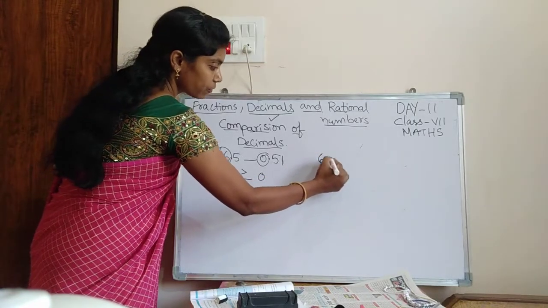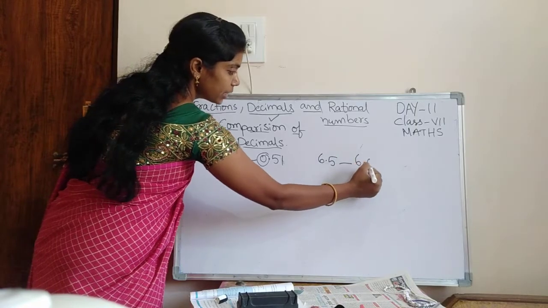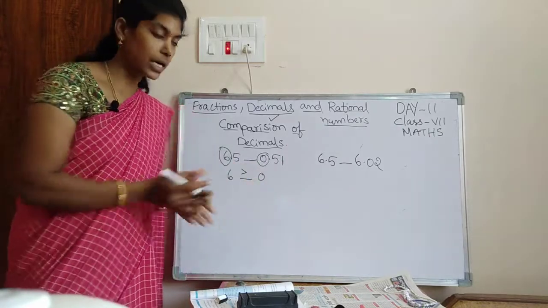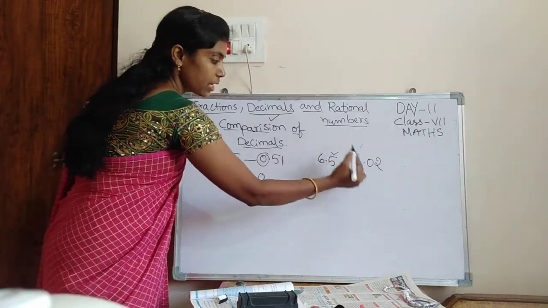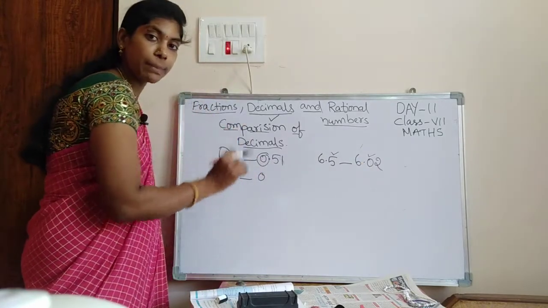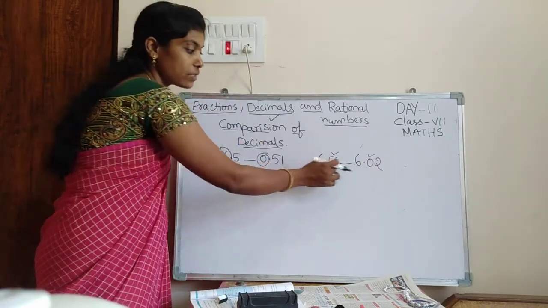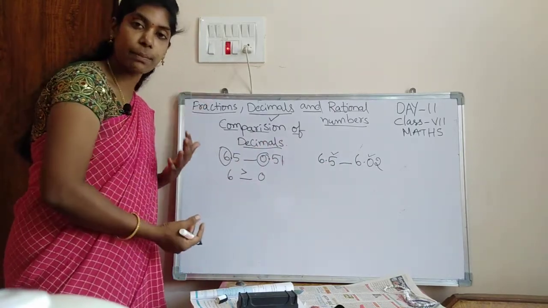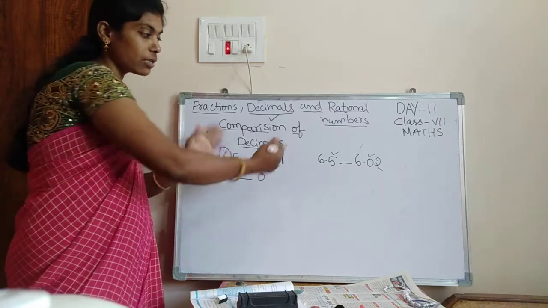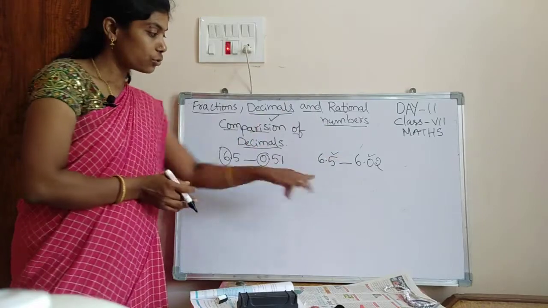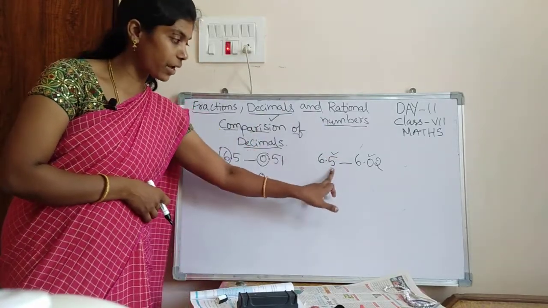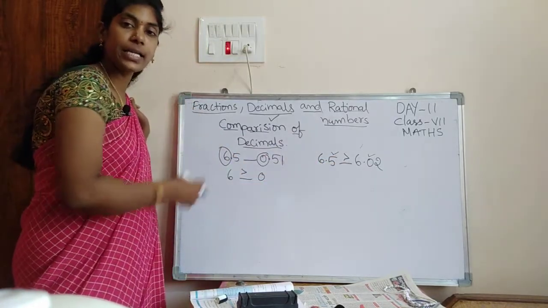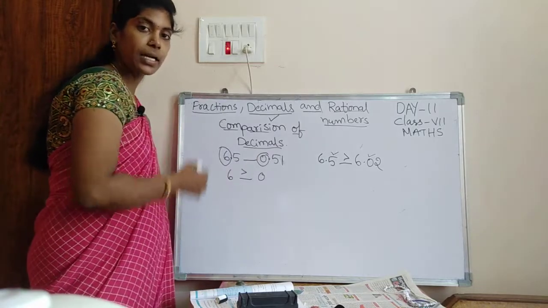Now 6.5 or 6.02. How will you compare? See the whole numbers: they are equal. After the whole numbers, see the 1/10th place value, the tenths: 5 and 0. If that is also the same, go to the hundredths place value. Like that, go digit by digit and compare. Here there is a difference: 5 is greater than 0. So I can write 6.5 is greater than 6.02. This is the way we should compare decimals.